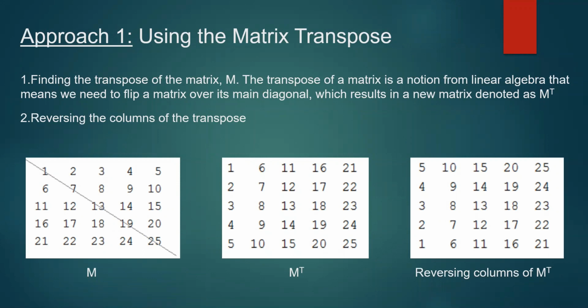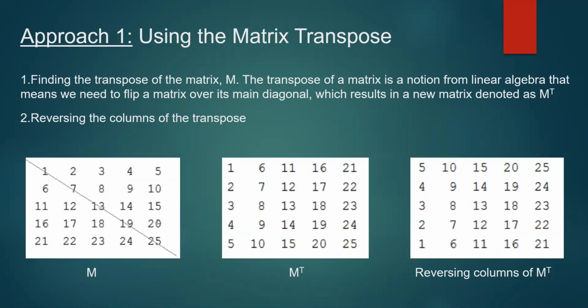In this approach, we'll first find the transpose of the given matrix. The transpose of a matrix is a notion from linear algebra in mathematics, which means we need to flip a matrix over its main diagonal, which results in a new matrix, which we call the transpose of the matrix. You can see that in this example, right?